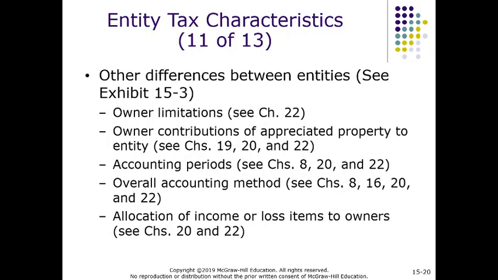So notice with a C Corp, you have to have at least one shareholder, but you can have a single owner C Corp. Now notice the limitations as far as owners are concerned of an S Corp. You can't have more than 100 shareholders in an S Corp. So you'll find no S Corps that are publicly traded.